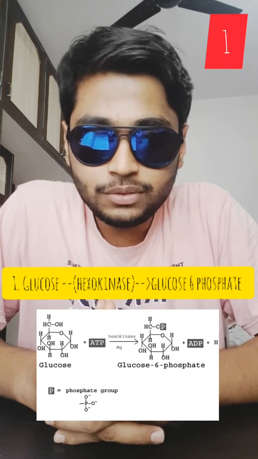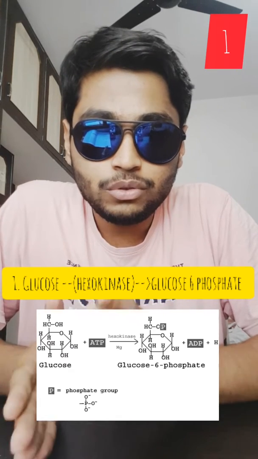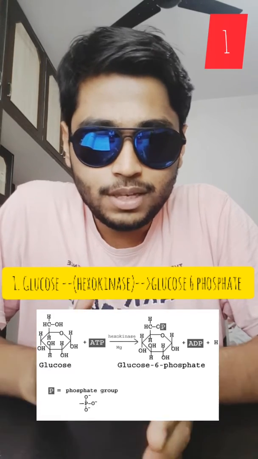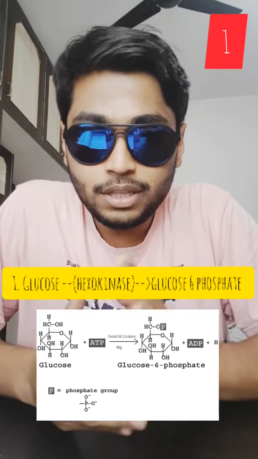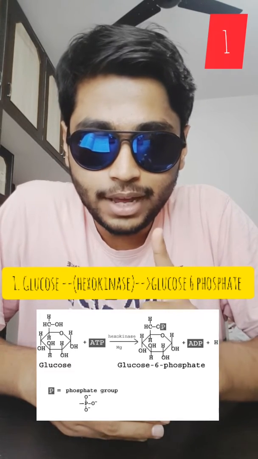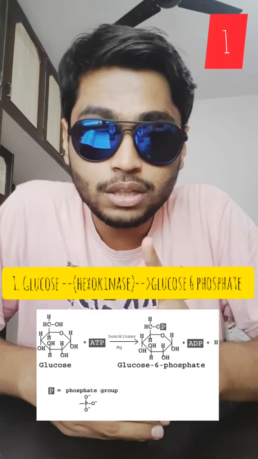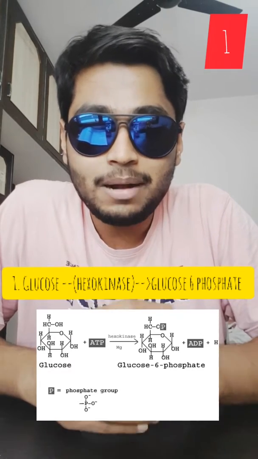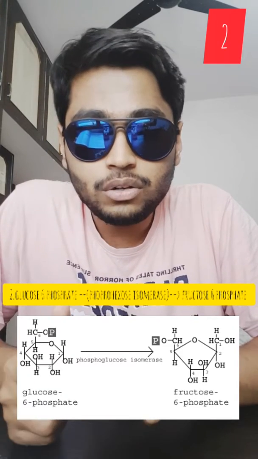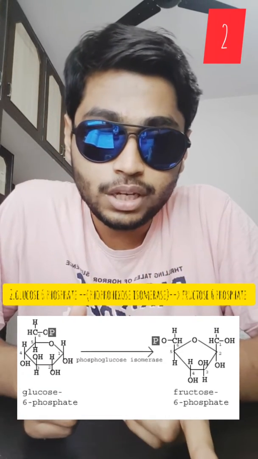Now the glucose 6-phosphate is formed using the enzyme hexokinase or glucokinase. Both of these are isoenzymes. This is the first irreversible reaction in the process of glycolysis, and it depends on the presence of both ATP and magnesium. Okay. Now the second part is when glucose 6-phosphate undergoes a conversion into fructose 6-phosphate.